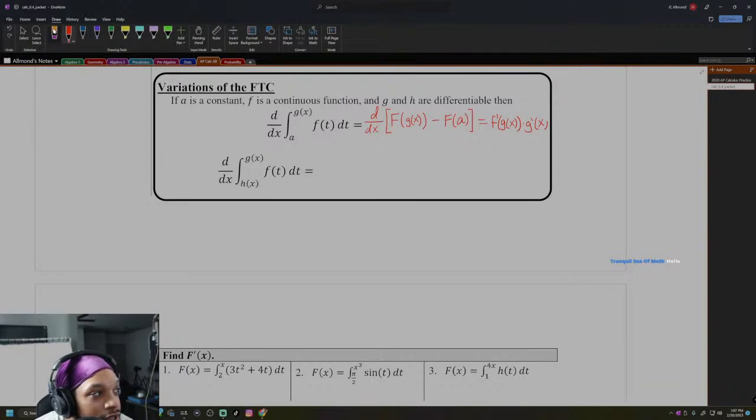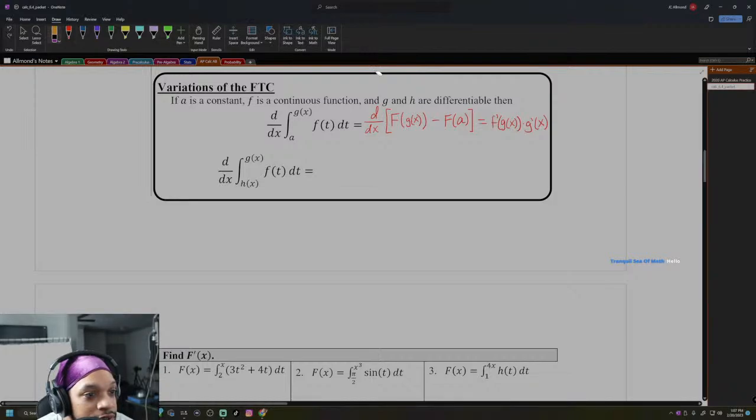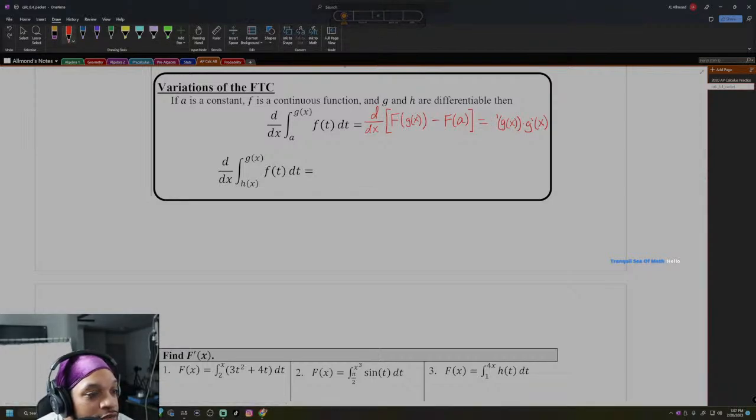Or I guess capital F, we'll keep it consistent. Capital F prime, which is lowercase f. That's what I meant to say. Which is going to end up being this. Remember how it's just the function itself? You plug in the inner and then you times by the derivative of that upper bound.